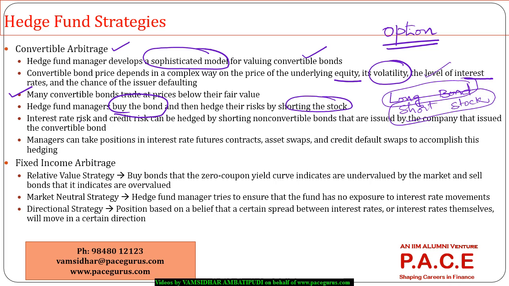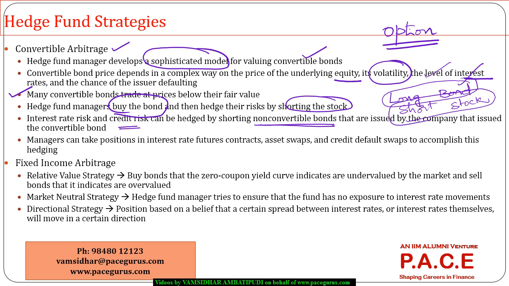And interest rate risk and credit risk are associated with these bonds, right? The interest rates may fall and the value of the bond could get affected. Or similarly, there is the credit risk associated with the default of the bond. So in that case, they can very well short the non-convertible bond, so that the non-convertible version of the same bond is shorted.